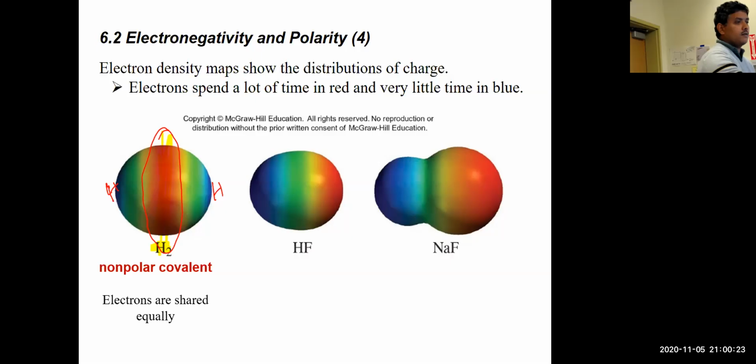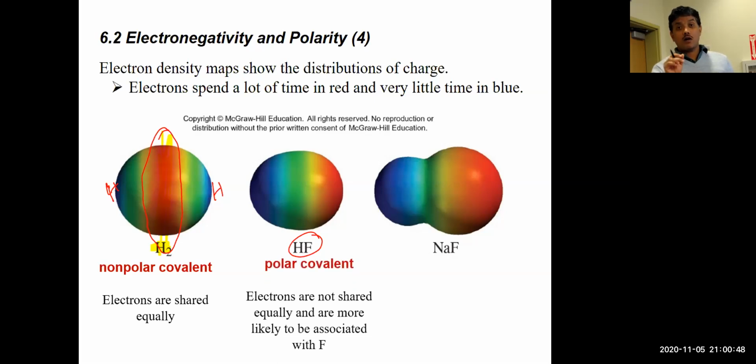And HF, you already see the chart. If you have the chart with you, which I suggest you have handy all the time while you are listening to this lecture, have that electronegativity chart next to you. Fluorine has an electronegativity of 4, hydrogen has an electronegativity of 2.1. The electronegativity difference is large enough, considerable. Because it is a considerable electronegativity difference, the HF bond is a polar covalent bond.